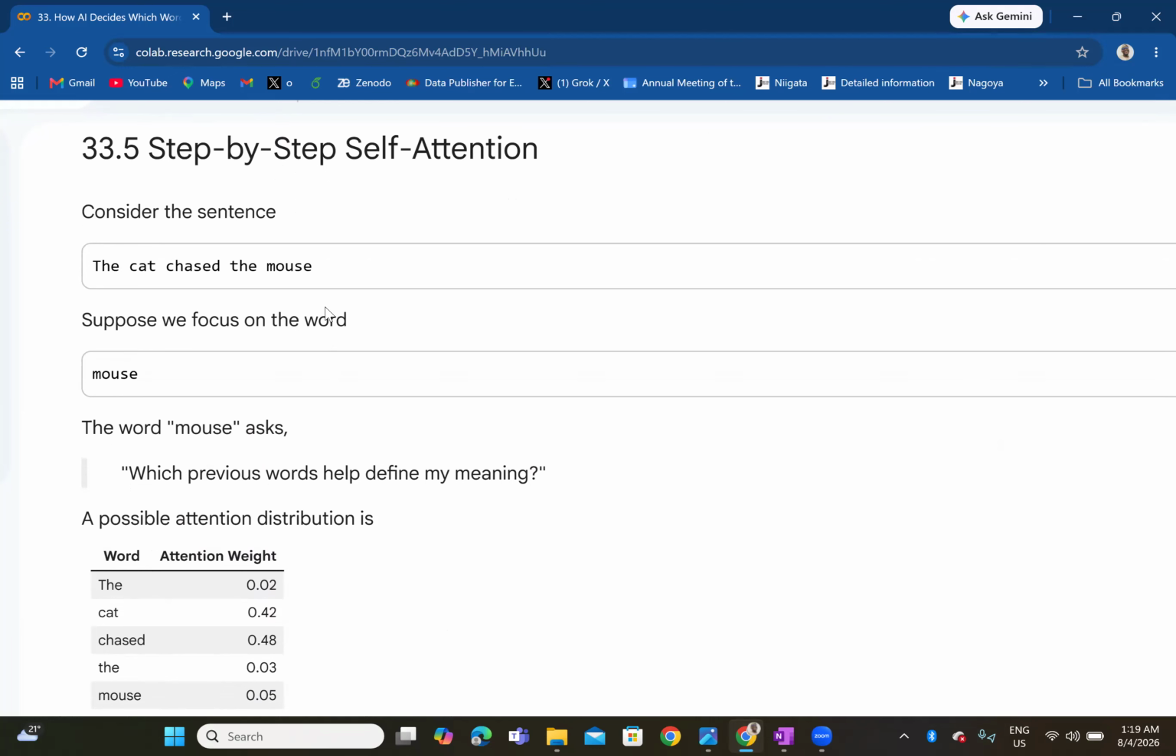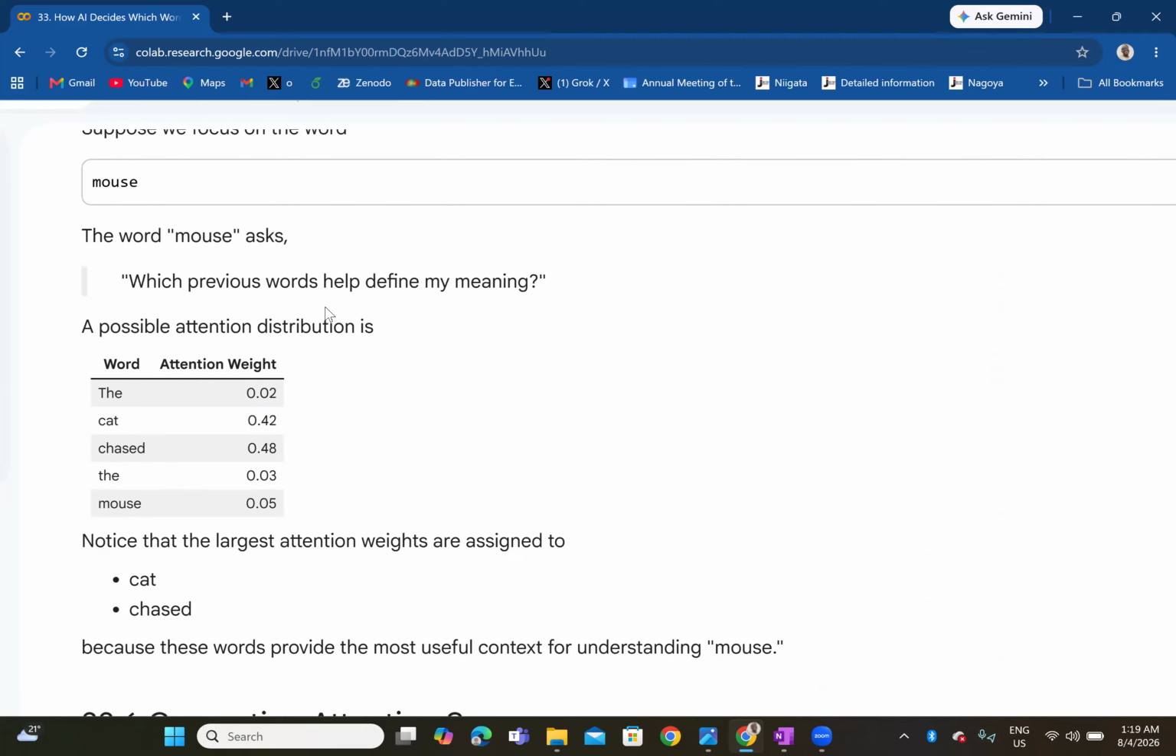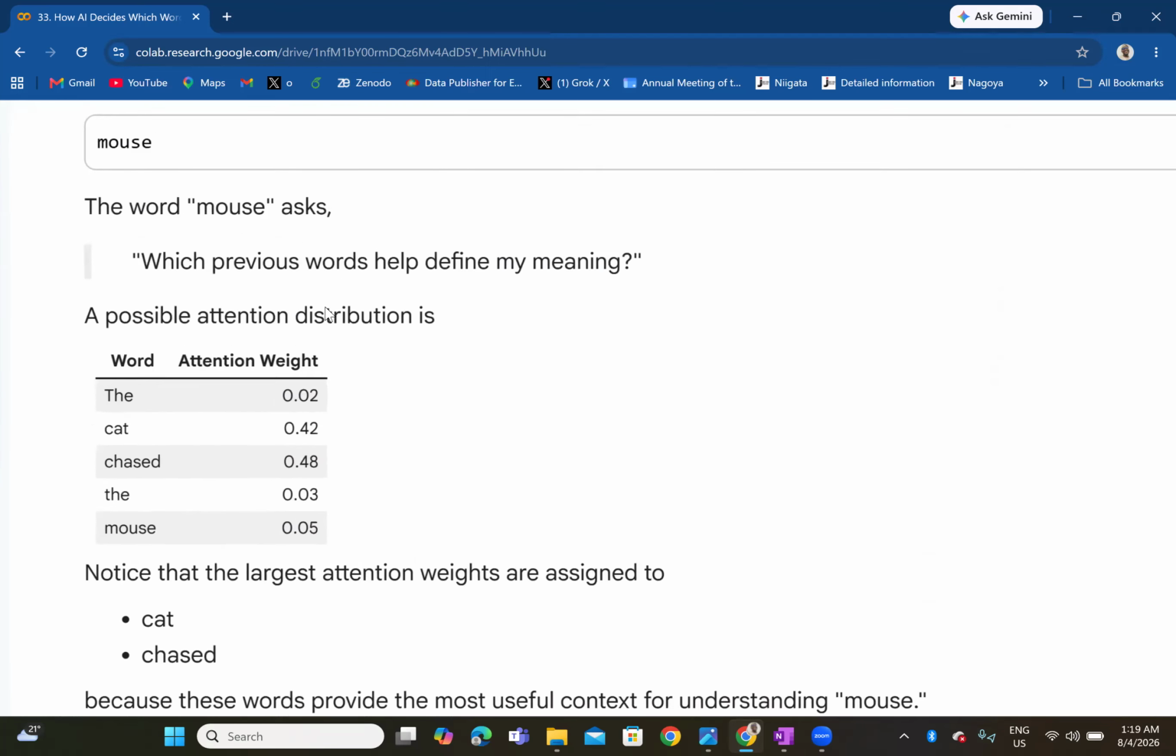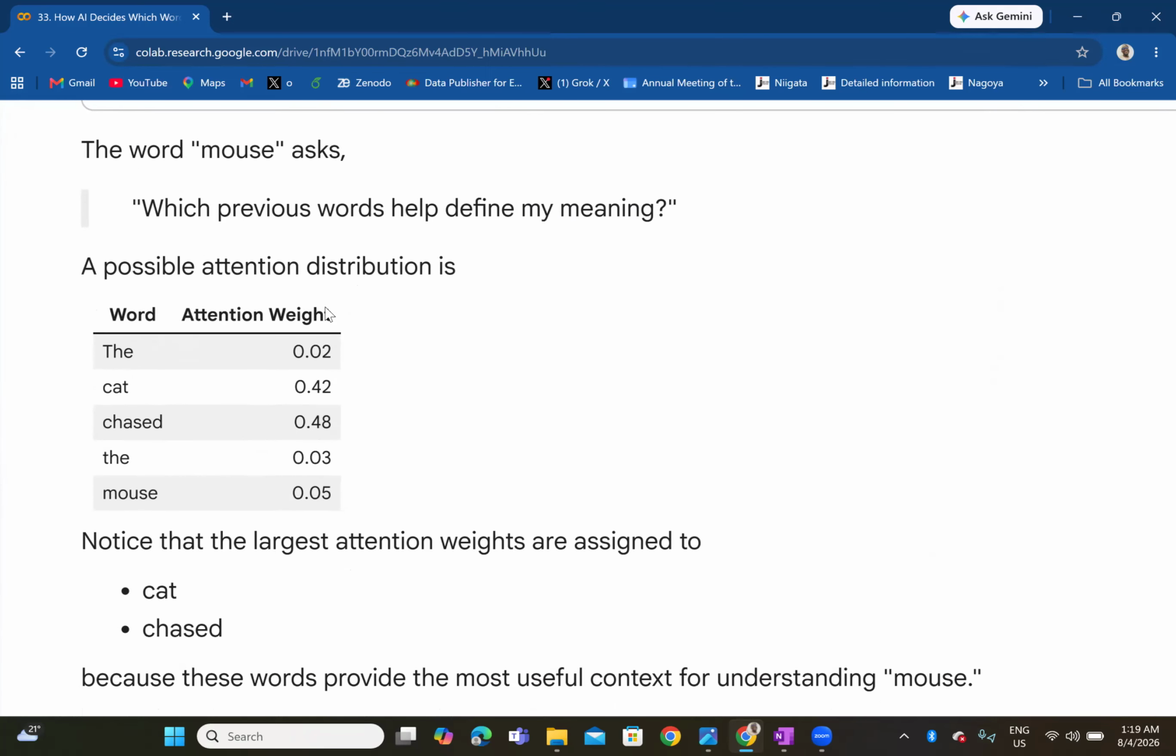So we have mouse right here. So the possible attention distribution is then like this. You have the with 0.02, cat 0.42, chased 0.48. Of course, chased describes the action that was carried out on the mouse, and that's why the probability is the highest. And cat carried out the action.